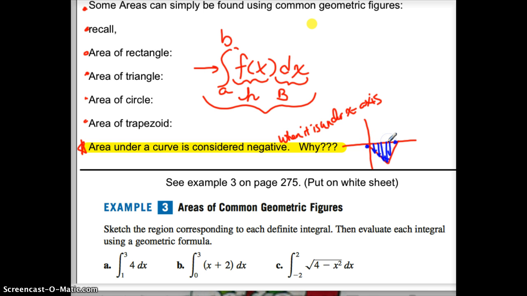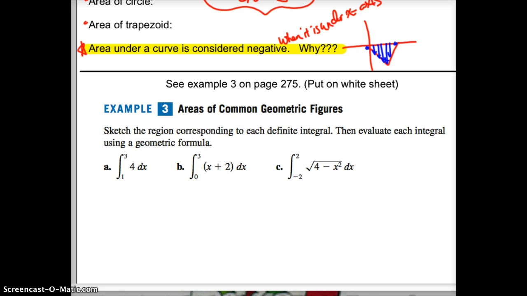So the heights are actually falling below the x-axis. Although we would consider the height of those triangles or rectangles positive, when they're put in as f of x, they're actually negative values of the function. So really what this integral gives us is what I would like to call the signed area between the curve and the x-axis.